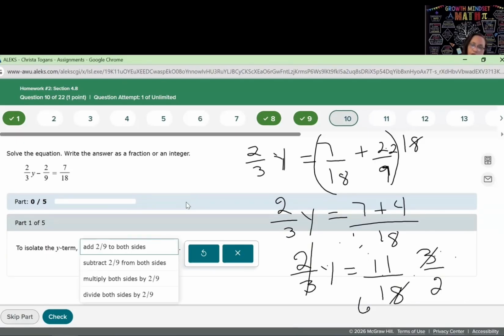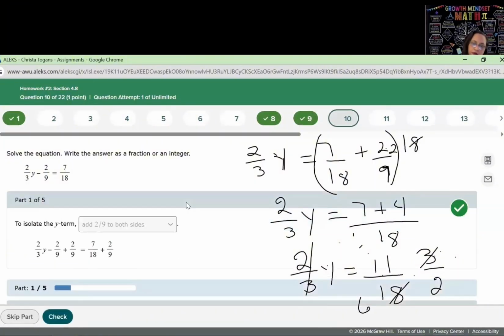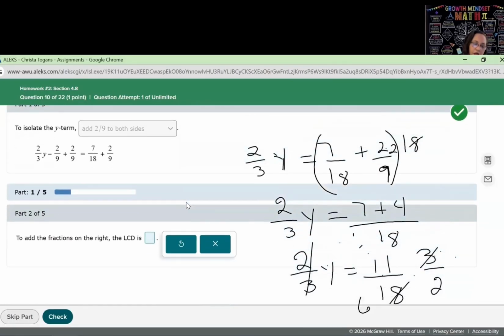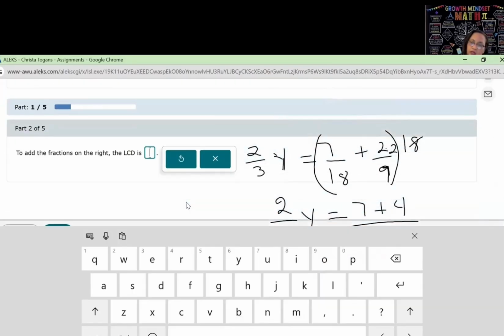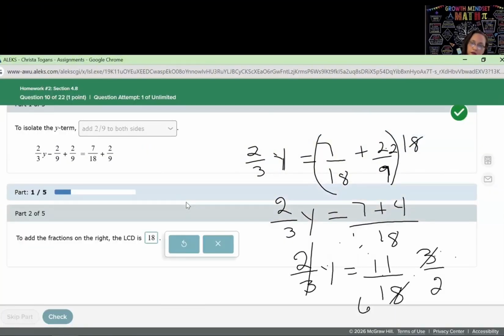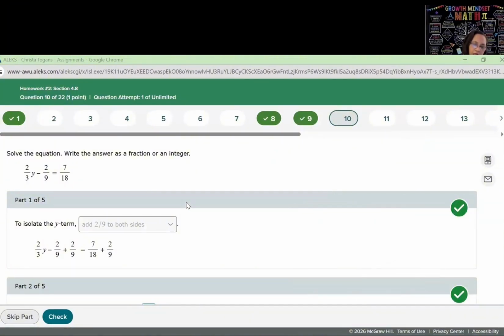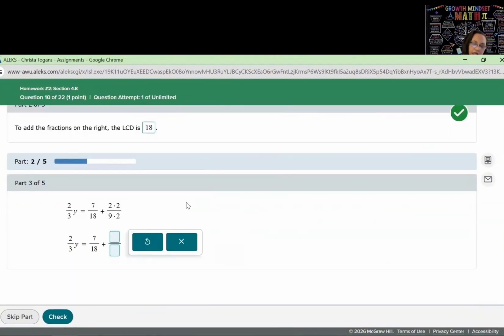And there's steps to go through with this one. So let's see. We added 2/9 to both sides. And then to add the fractions on the right, the LCD was 18. Let me get rid of all that. What was my ending answer? 11/12. And then we did all of that.